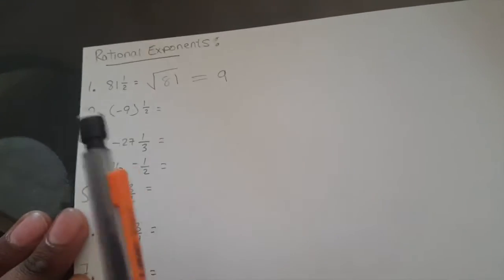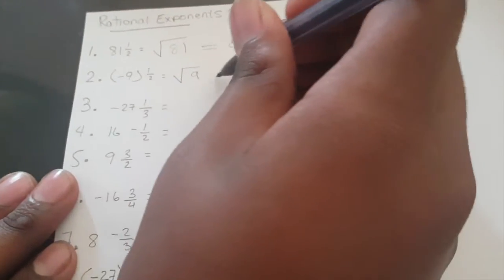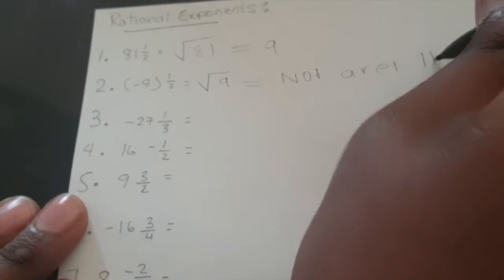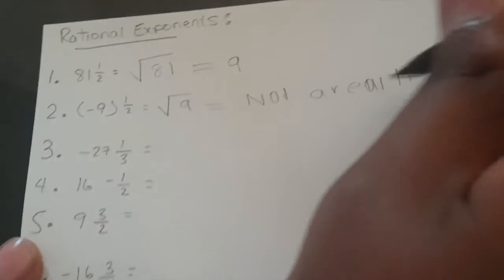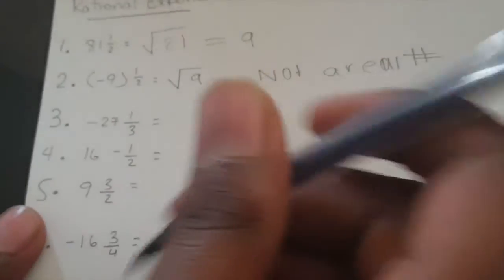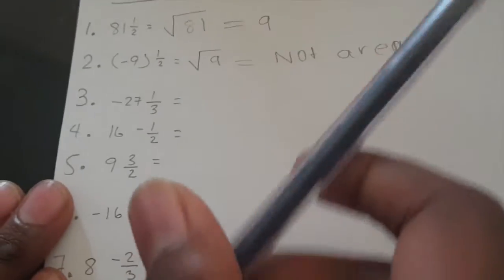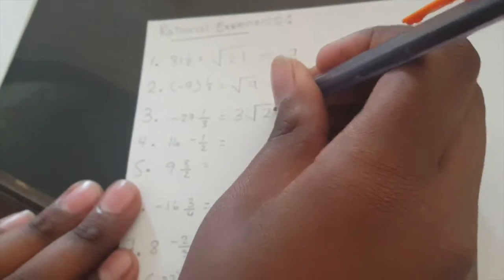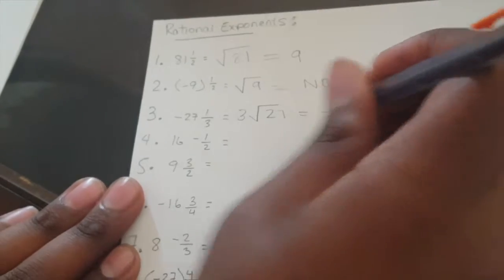For problem number 2, you would square root negative 9, and this is not a real number. No solution. To solve number 3, you would cube root 27, which is equal to negative 3.